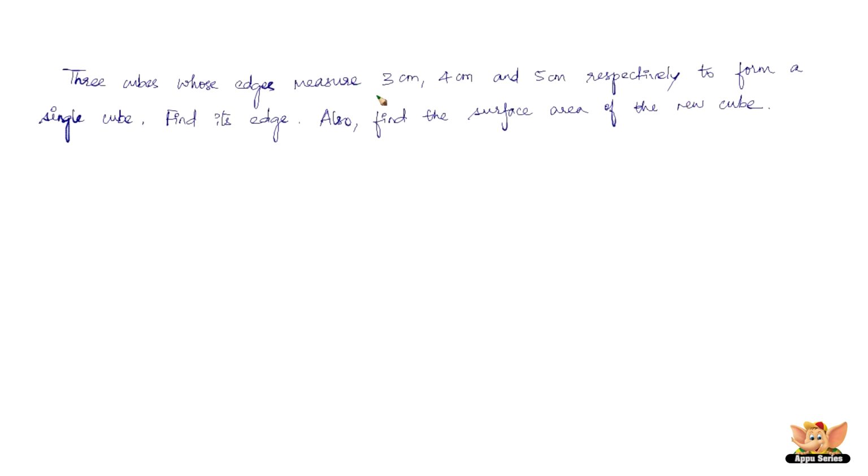Now what the question says is that we've got 3 cubes. One cube measures 3 centimeters per edge, and another cube measures 4 centimeters per edge, and the other cube measures 5 centimeter per edge. Now these cubes are going to be joined to form a single cube. Now we have to find what's the length of its edge. The resultant cube's edge is going to be what length is what we have to find, and also we have to find the surface area of the new cube. So now let x centimeter be the edge of the new cube.